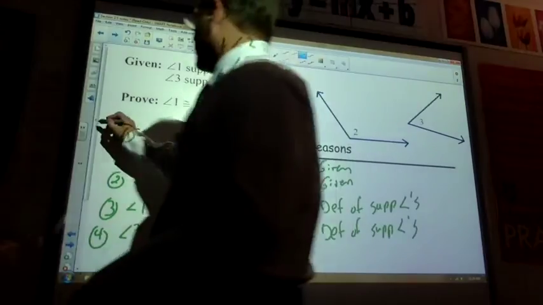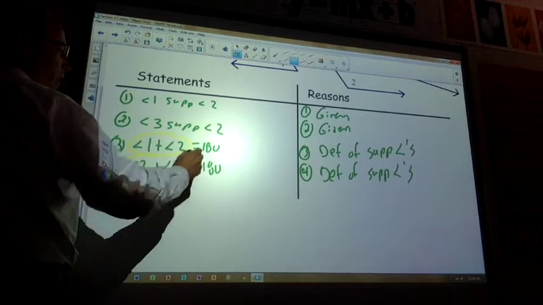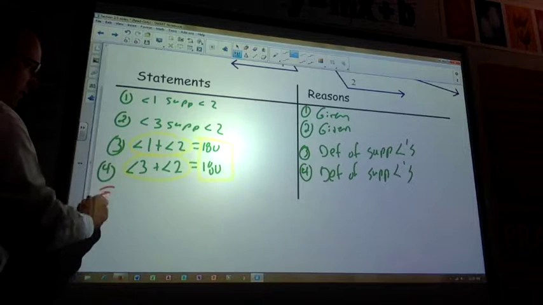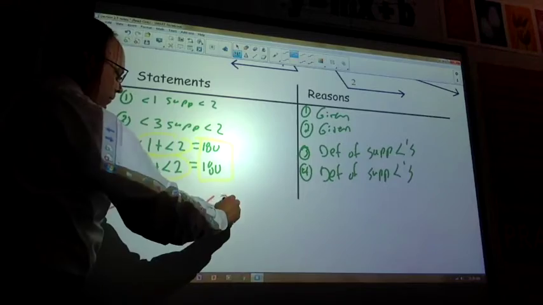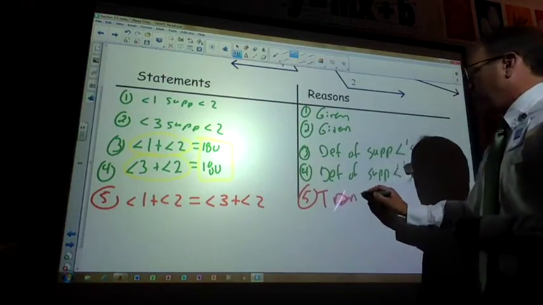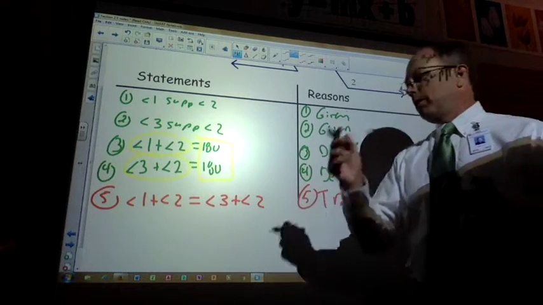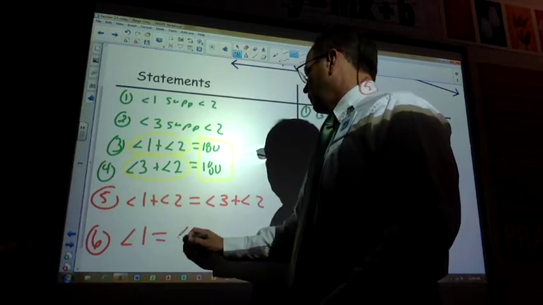So, because these two things are equal to this, I can go ahead and state that angle 1 plus angle 2 is equal to angle 3 plus angle 2, because this is a transitive property. You have three items taking place. And then what's the very last thing I can do algebraically to this problem? Not substitution, subtraction. What am I subtracting from both sides? Angle 2. So then I can say angle 1 is equal to angle 3.